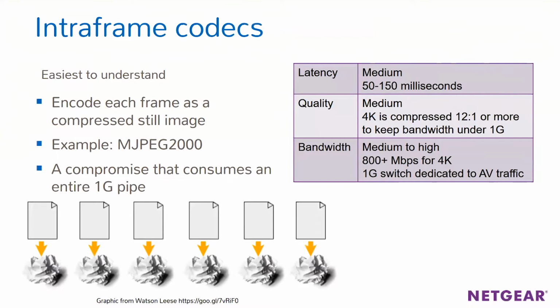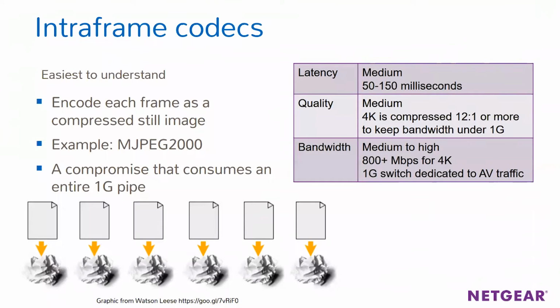One of the most well-known examples on the market is called MJPEG 2000. You have a lot of AV over IP at 1 gigabit per second that will utilize MJPEG 2000. The problem with that is that you will encode each single frame one by one. So each single video image, each single frame, will be compressed using that codec, and that will actually fill an entire 1 gigabit per second video pipe.